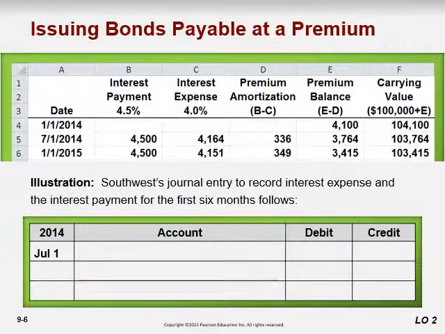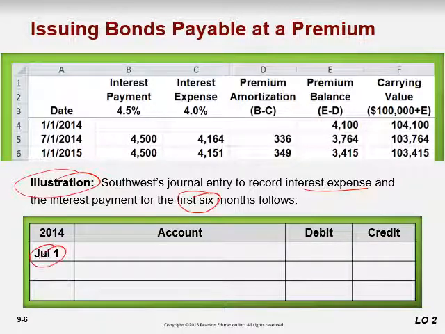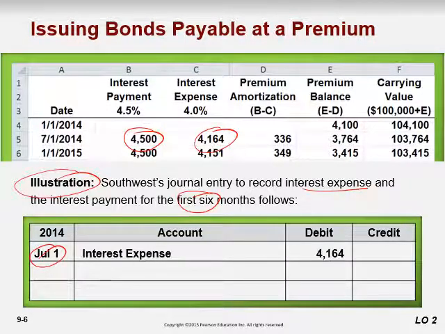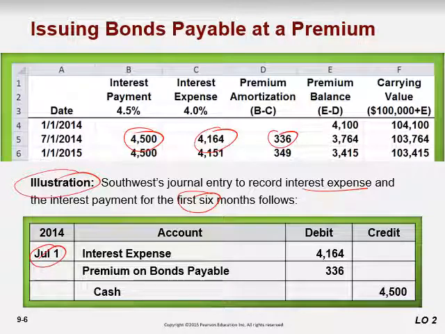Okay, so now let's talk about the entries. Let's talk about the illustration. What would be the interest expense recorded for the first 6 months, which is July 1st? We will pay 4500, right? So 4500 we will pay. How are we going to record that? We say interest expense, which is 4164, premium, which is 336, to cash, which is 4500. If you see, the entry is balanced, right? Debit is equal to credit, right?